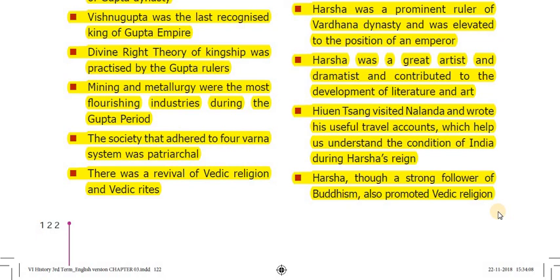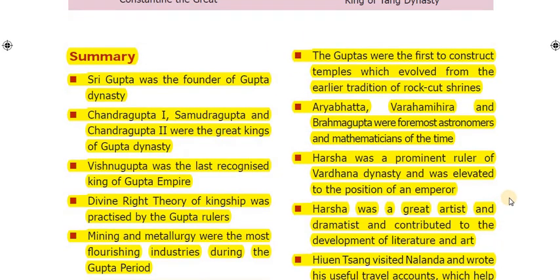The society that adhered to the 4 Varna system was patriarchal. There was a revival of Vedic religion and Vedic rites. The Guptas were the first to construct temples, which evolved from the earlier tradition of rock-cut shrines. Aryabhatta, Varahamihira, and Brahmagupta were the foremost astronomers and mathematicians of the time.